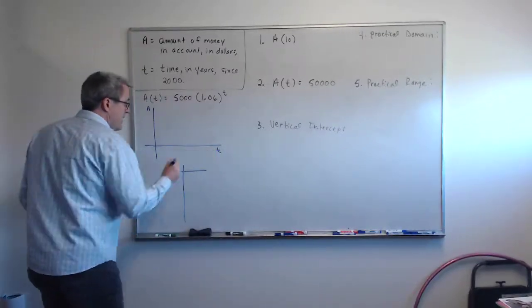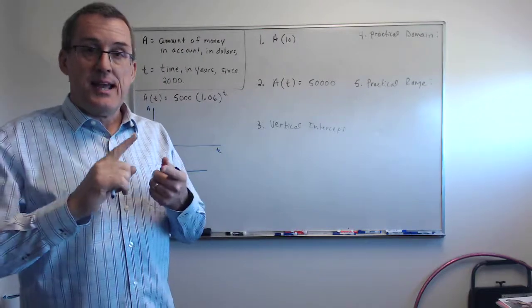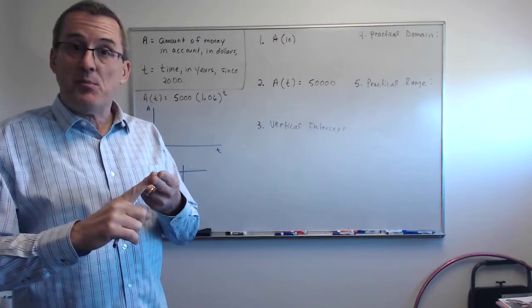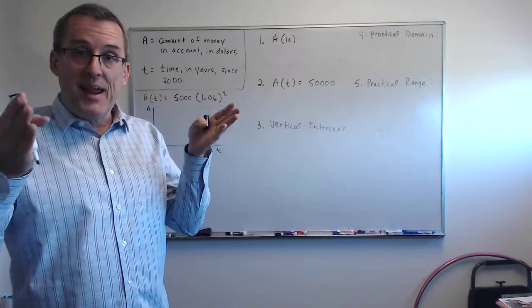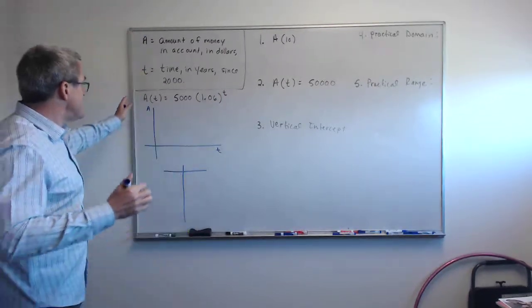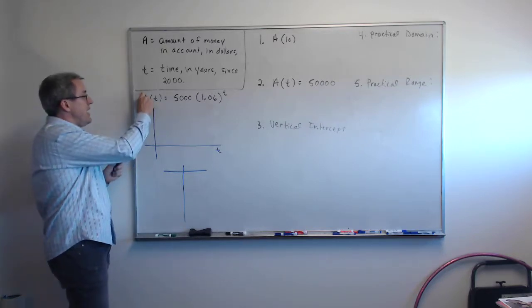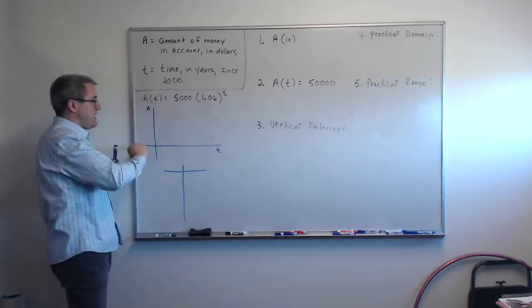T is the horizontal number line. That horizontal number line is the independent quantity. It's the input to the function. It's the domain, and it's the horizontal number line. So that's just how this always works. This is the convention in mathematics: A of T, A vertical, T horizontal.